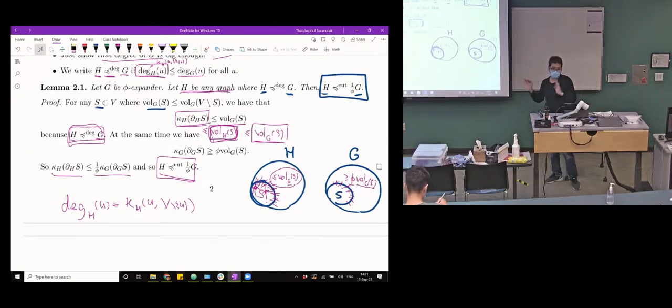The reason that this is true is, if you have an expander, then the cut size in an expander is almost maximally big anyway. So it's going to be bigger than any cut compared to another graph which is degree-restricted, or which has the same kind of degree. Then the cut in G is going to be almost bigger.